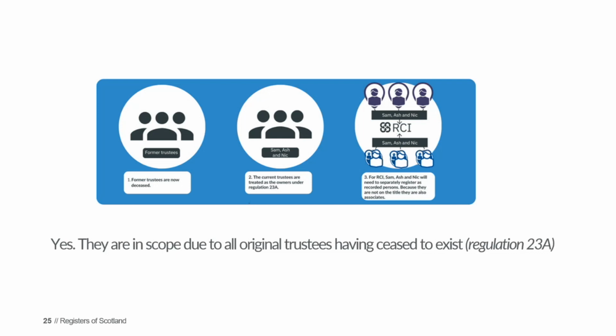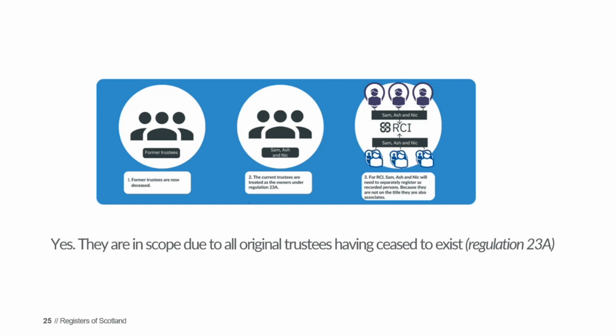Now for this one, the correct answer is that they are in scope. Sam, Ash, and Nick are treated as the owners under the RCI regulations. This is one of the ones that, especially if you're new to RCI, isn't typically the most straightforward. This is an example that triggers Regulation 23A that we discussed earlier. All trustees named on the title sheet have ceased to exist. Sam, Ash, and Nick would each need to register as a recorded person. Then, because they're not listed on the title sheet, add themselves as an associate first, followed by the other two.